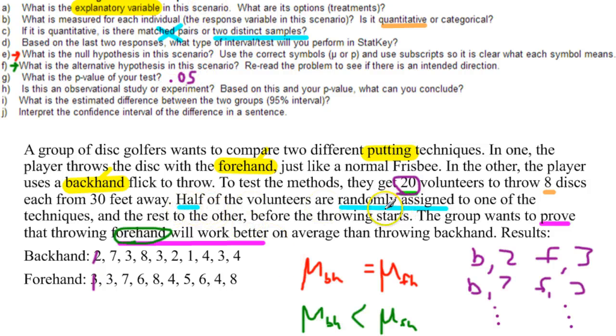From our random assignment that we talked about earlier, half the volunteers were split into the groups randomly before you started. This is going to be an experiment. So it is an experiment. Based on this and based on your p-value, what can you conclude?